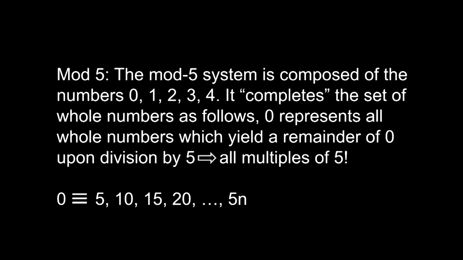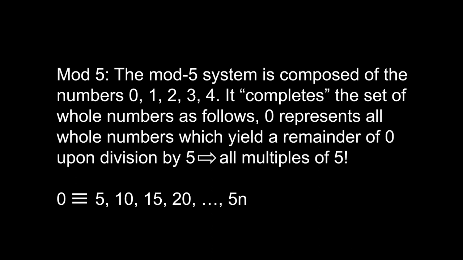How is this done? Let's talk about mod 5. The mod 5 system is composed of the numbers 0, 1, 2, 3, and 4. 0, 1, 2, 3, and 4 are the possible remainders when you divide by 5. And this set completes the set of whole numbers as follows. 0 will represent all whole numbers which yield the remainder of 0 upon division by 5. So what are those numbers? 0 would represent 5, 10, 15, 20, and so on, all the multiples of 5.